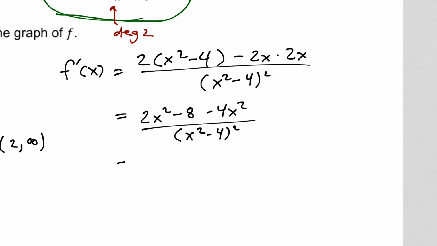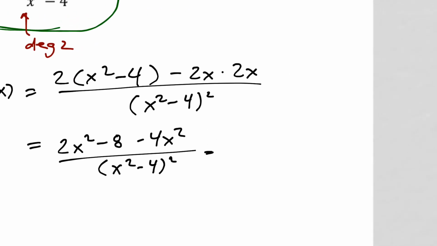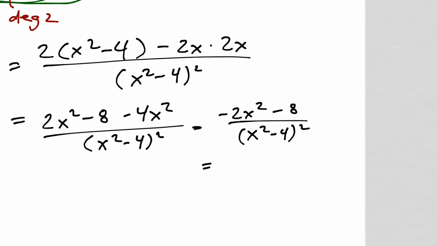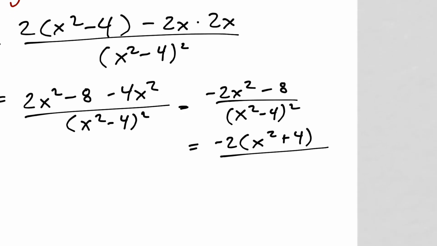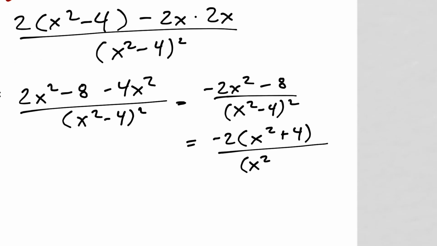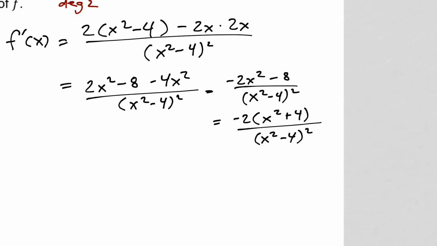And we can simplify that a little bit further. Combining like terms, we get negative 2x squared minus 8 divided by x squared minus 4 squared. And let me do one last thing. I'm going to factor out a negative 2, which will help us see that the numerator can never be equal to 0, because x squared plus 4 will never equal 0. X squared is always a non-negative value, and so if I add 4 to that, this numerator will always be positive. So this is always positive.